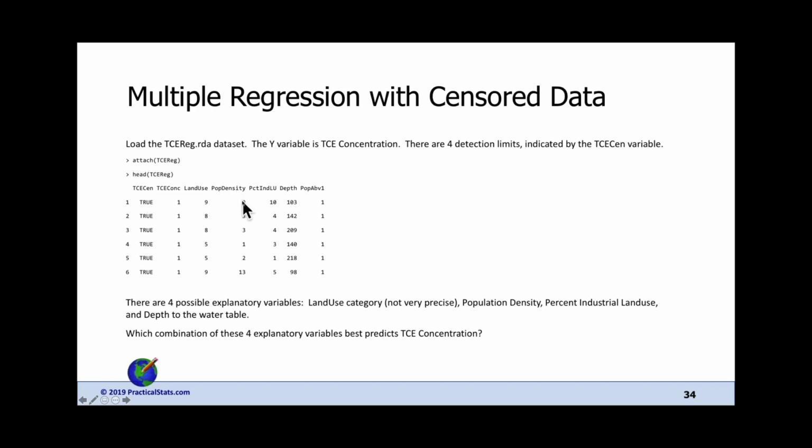Population density is a little bit better. It was population density for a defined area around the well, the percent industrial land use around the well, and the depth to water for the well. So land use, population density, percent industrial, and depth are the 4 explanatory variables, and we want to see if any of them help you predict a TCE concentration when some of those, and actually this is about 80%, are below 1.